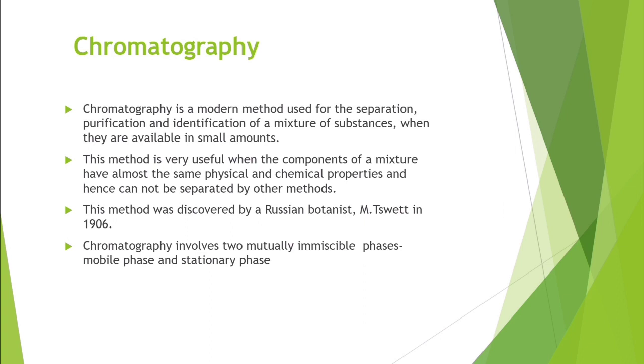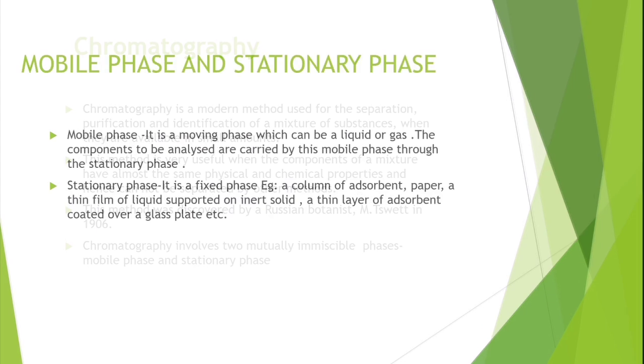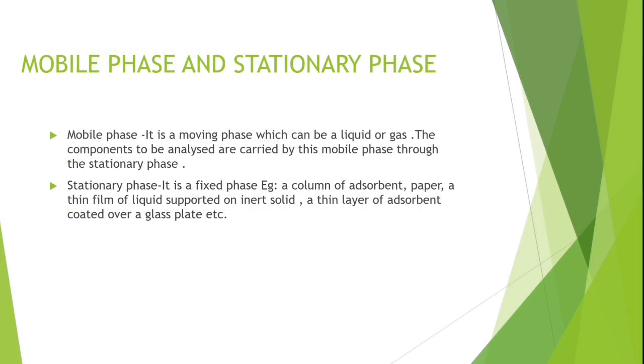This method was discovered by Russian botanist M. Tswett in 1906. Chromatography involves two mutually immiscible phases, mobile phase and stationary phase. Mobile phase: it is a moving phase which can be a liquid or gas. The components to be analyzed are carried by this mobile phase through the stationary phase.